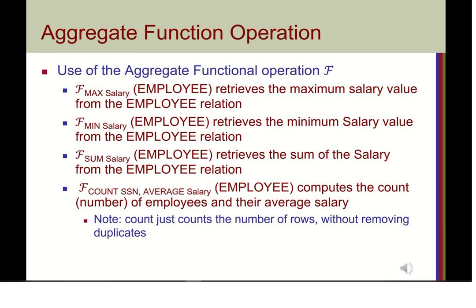Use of the aggregate functional operation F. F max Salary (EMPLOYEE) retrieves the maximum salary value from the EMPLOYEE relation. F min Salary (EMPLOYEE) retrieves the minimum salary value. F sum Salary (EMPLOYEE) retrieves the sum of the salaries. F count SSN, average Salary (EMPLOYEE) computes the count (number) of employees and their average salary. Note, count just counts the number of rows, without removing duplicates.